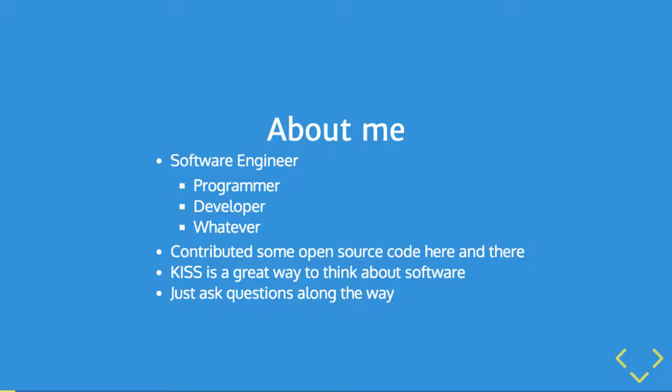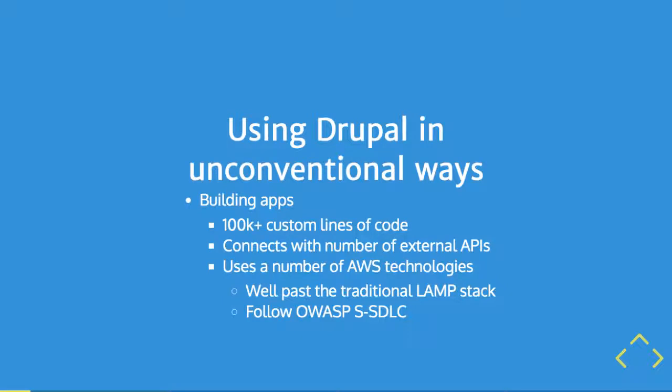Regarding this talk, I mainly wanted to give it because at my workplace, we use Drupal in really unconventional ways. Mainly because we have an app that we build and support. It has a lot of custom code, and it connects with a lot of different external APIs. It connects to a service called BlueShift for sending out mails. It connects to Redshift for long-term data storage. It's using a bunch of the AWS stack that I don't normally associate with a Drupal stack.